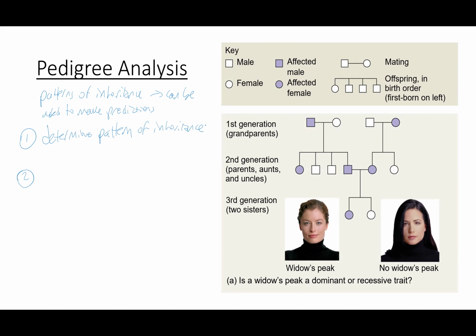So when you look at a pedigree, you need to figure out, is the trait that you're looking at recessive or is the trait that you're looking at dominant? Because that's going to help you figure out what is going on. So how would you determine if something was recessive or dominant? What would be a clue that maybe something was dominant?